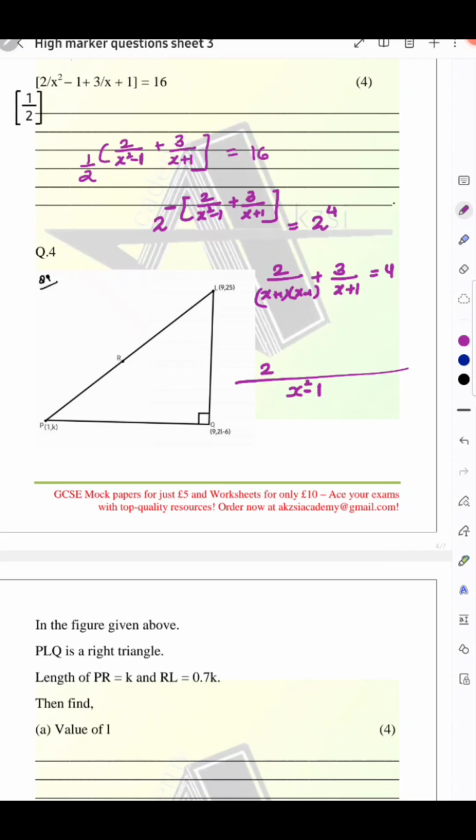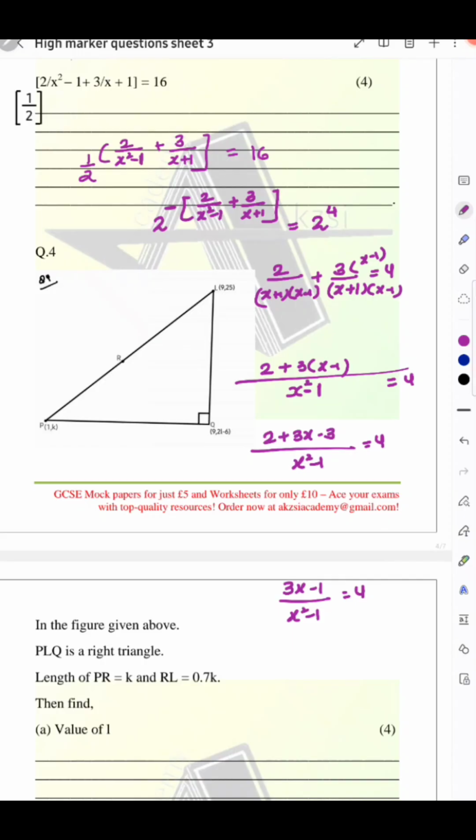This will remain as it is, and in order to make it, I'll multiply this with x minus 1 as well. So this will be 3 times x minus 1, and this is equal to 4. Then this can be written as 2 plus 3x minus 3 over x squared minus 1 is equal to 4. And on simplifying, 3x minus 1 over x squared minus 1 is equal to 4.